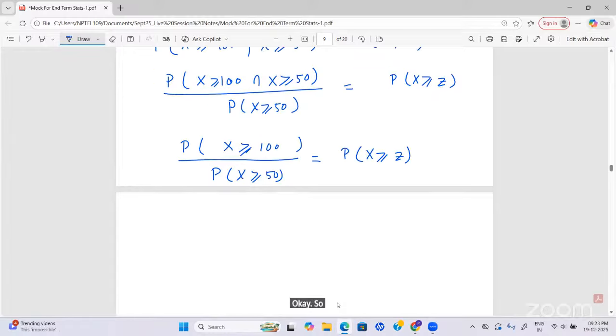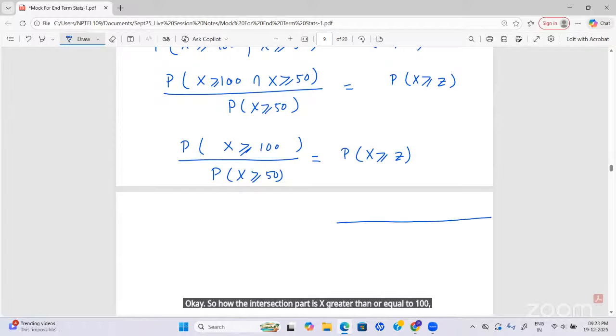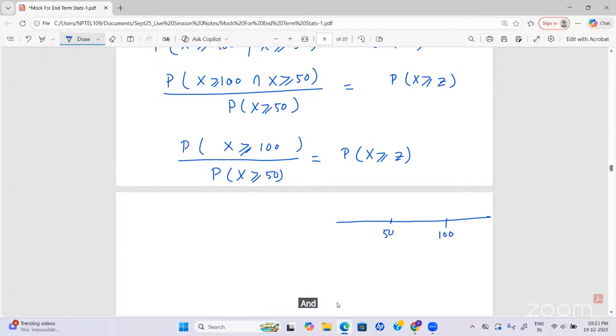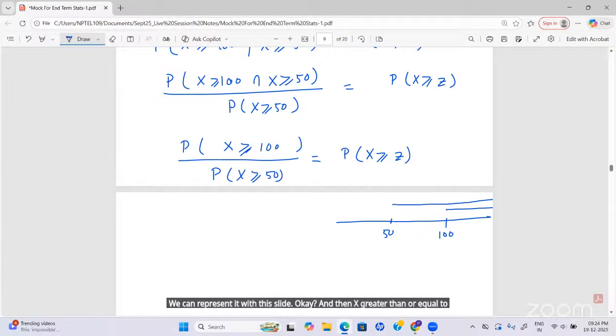So how is the intersection part x greater than or equal to 100? You can just draw a real line. Suppose this is 50 and this is 100. So x greater than or equal to 50 we can represent with this line, and then x greater than or equal to 100 with this line. So you can see which is the overlapping part of it, which is the common part: x greater than or equal to 100.